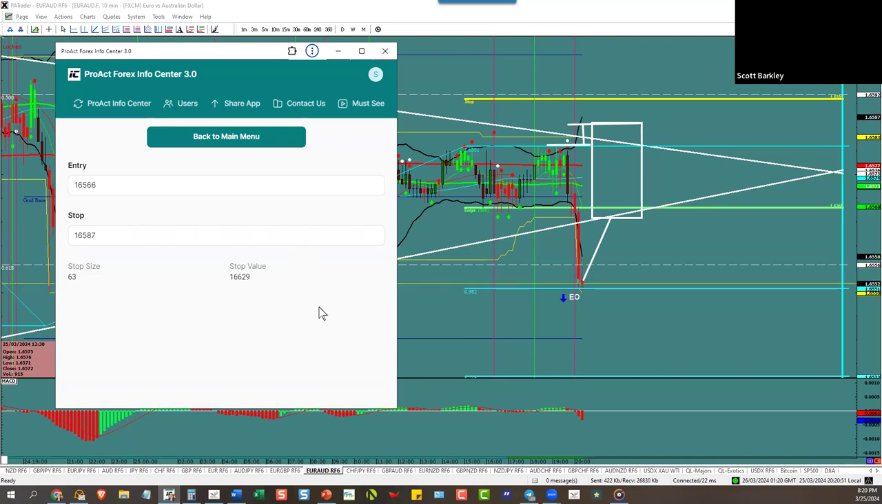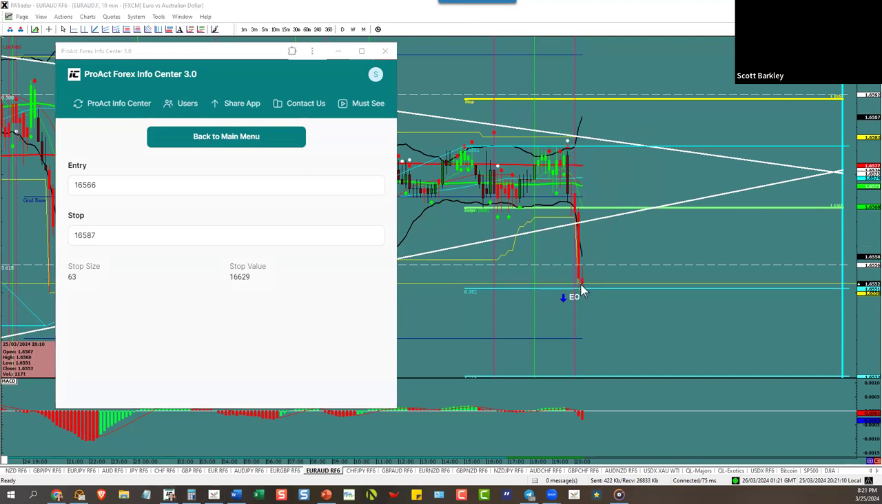16627, all right? You can play with it when you got 300 pips in, up there. So it tells you right where to do it. Gee, this little IC is pretty dang cool. It just does a lot of work for me that I didn't have to do before. So waiting for the pullback. We may not get one, folks.